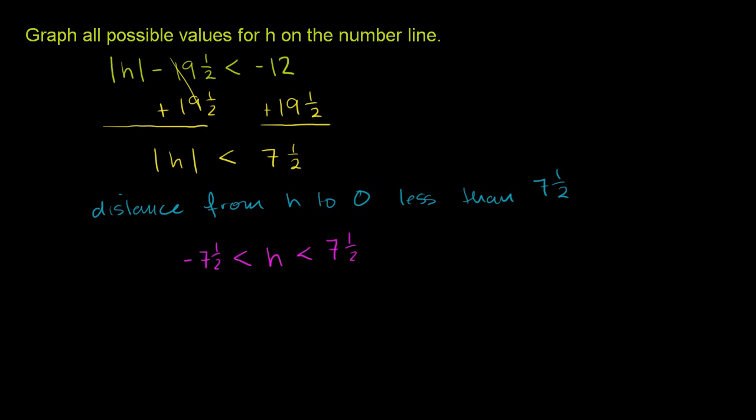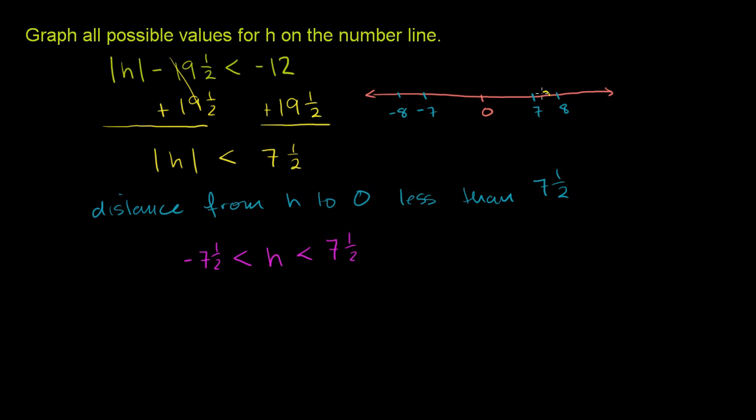Let me draw it on the number line, which they want us to do anyway. So if this is the number line right there, that is 0. And let me draw some points. Let's say that this is 7, that is 8, that is -7, that is -8. What numbers are less than 7.5 away from 0? Well, you have everything all the way up to 7.5 is exactly 7.5 away, so that you can't count that.